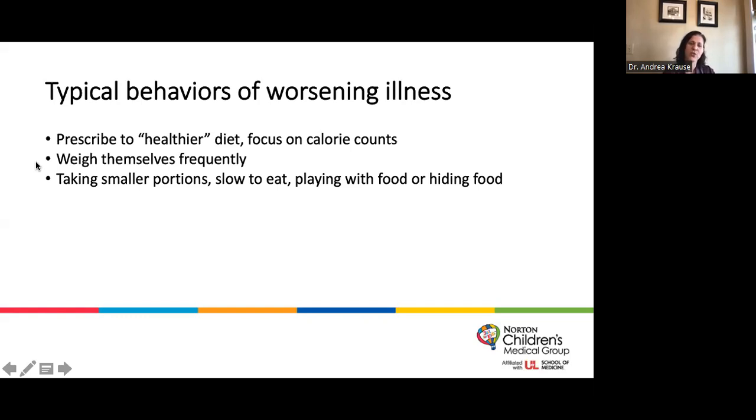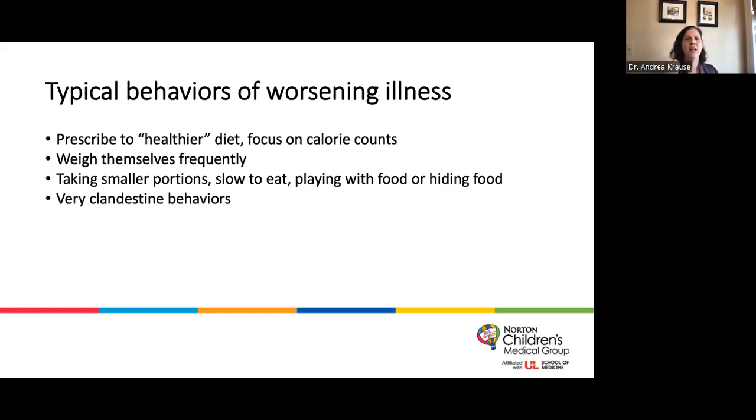Taking smaller portions, so how the patient is with eating can be really revealing. Sometimes parents don't notice these behaviors, but the child can start taking smaller and smaller portions, being really slow to eat, playing with the food or hiding food. And something that we see commonly is food play, where the child is spreading the food out on their plate. So in the end, you can't actually tell how much food they've really eaten. Anyways, it's important to know these things, because if we're not looking for them, we're never going to know how to help the child.